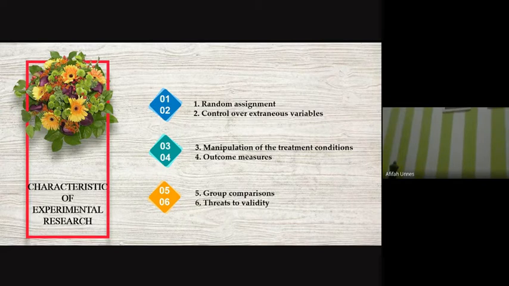Next, threat to external validity. Threat to external validity is the extent to which an experiment can be generalized to the wider world. A study with strong external validity can be replicated without any major differences. Threats to external validity can create significant results during an experiment.